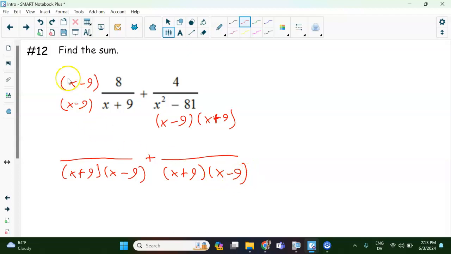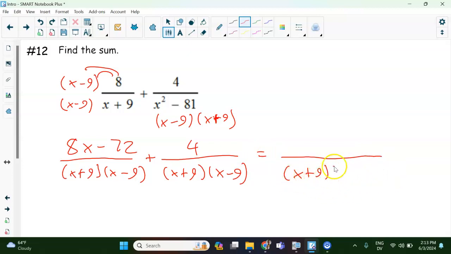Okay, and then up top on this one we're going to distribute and we'll have 8x minus 72. And then this fraction we didn't change, so it's still 4. Okay, and then the final step is once the denominators match, you just keep the denominators. And in this case, add the numerators. So up top, we have 8x minus 72 plus 4.